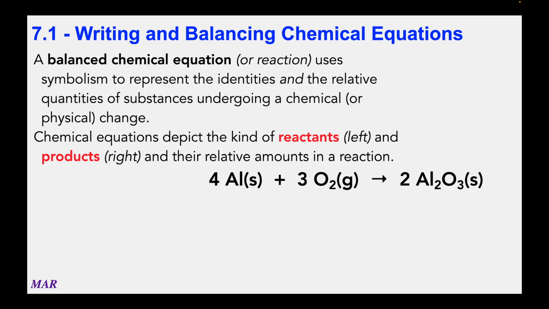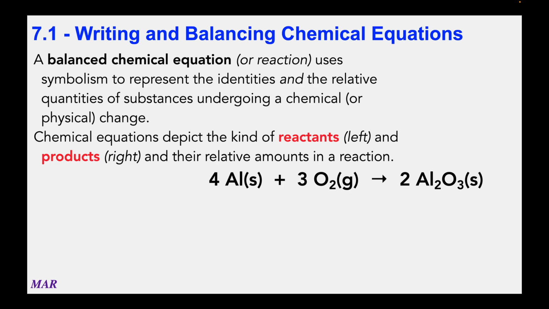However, that black reaction right there is like a recipe for a chemist. It says that you need 4 parts aluminum and 3 parts oxygen to make 2 parts aluminum oxide. Now, if this was a recipe in America, it might be cups or something like that. In the chemical world, this is moles. So you would need 4 moles of aluminum to react with 3 moles of oxygen, and that will end up making 2 moles of aluminum oxide. This is a balanced chemical equation, or a balanced chemical reaction, same thing.